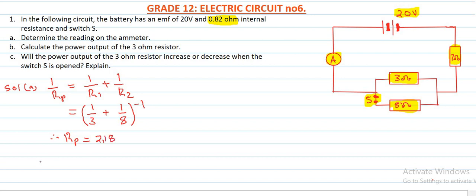Since you got the total resistance in parallel, the total resistance of the circuit will be 2.18 plus the 7 ohm resistor plus the 0.82 ohm of the internal resistance. Therefore, our total resistance will be given by 2.18 plus 0.82 is 3, plus 7 is 10 ohm.